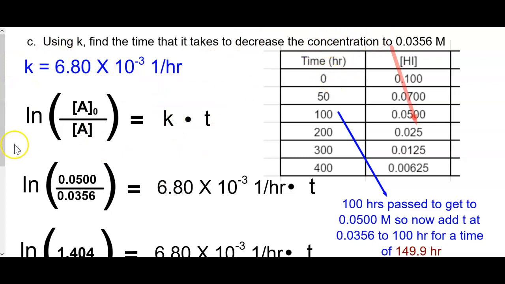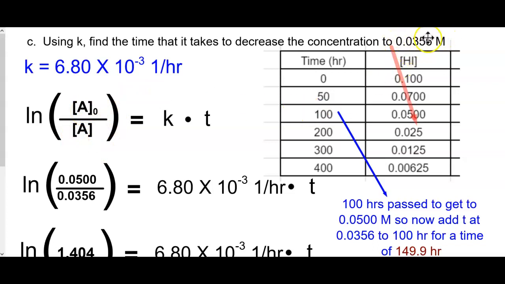Now we're looking for which of these is the unknown. Well, we can't have t as an unknown. That's what we're solving for, and both of these can't be an unknown. We were given a concentration, and we wanted it to decrease to this concentration. So this is going to be our A, our later or final concentration, because it's going to decrease to this. That's going to go down here with the A. We need an A naught.